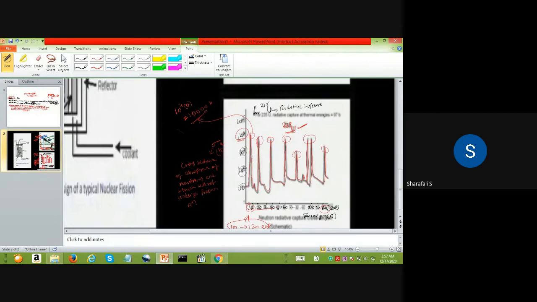the radiative capture is having, what is that cross section, which is around 97 barns. Then it gradually decreases. So for uranium-235, I'm saying it is around 97 barns.